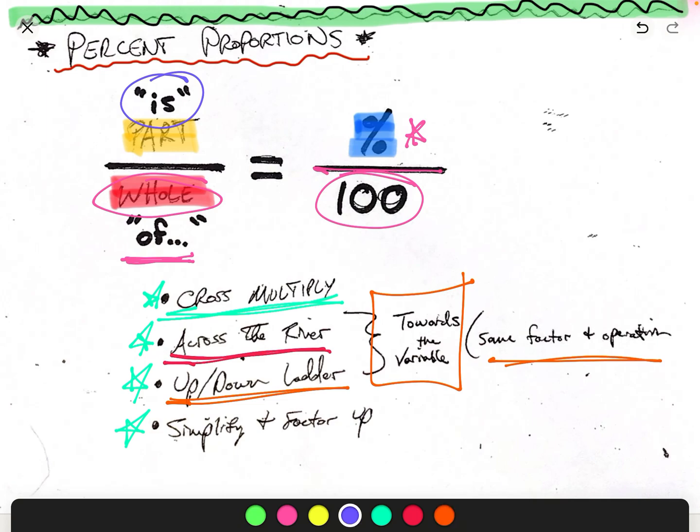And then the last one is to reduce and then build back up, right? Simplify that side of your proportion and then build it up from there. Use your factors to get wherever you need to go. Okay, but you're always going towards your variable once you have it built, and that's what we're looking for.